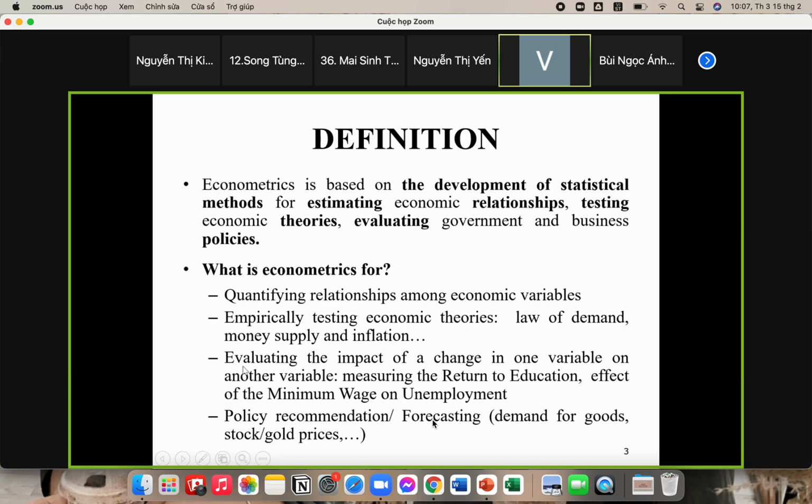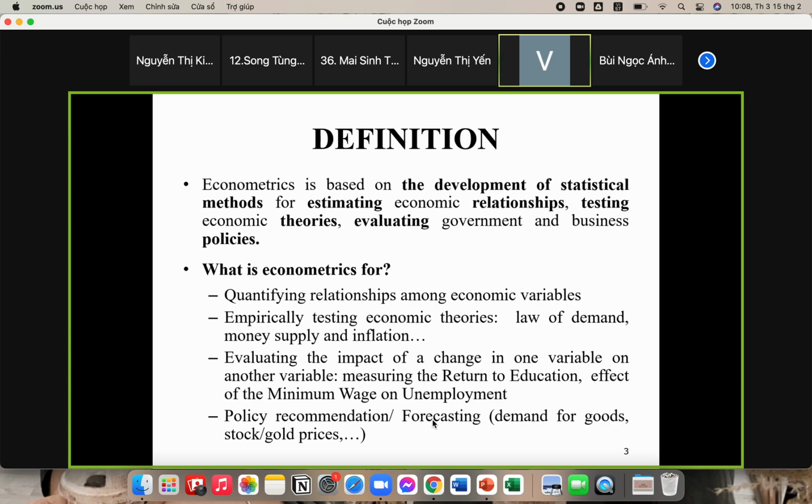The first purpose is that we can use an econometrics model to evaluate the impact of a change in one variable on another variable. In fact, we want to quantify the relationship among economic variables. And then the last one is policy recommendation. That means, based on the estimated results, we can provide policy suggestions based on the evidence we have from the estimated results.